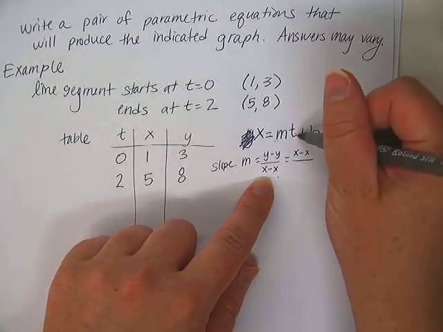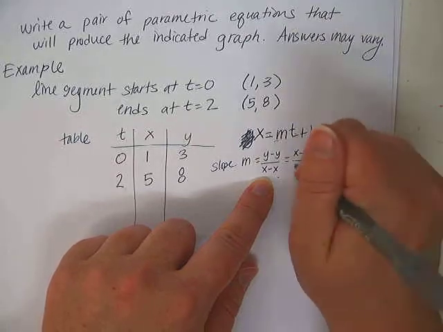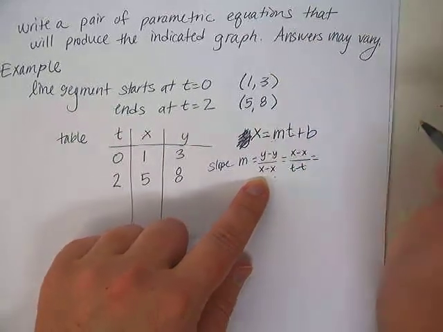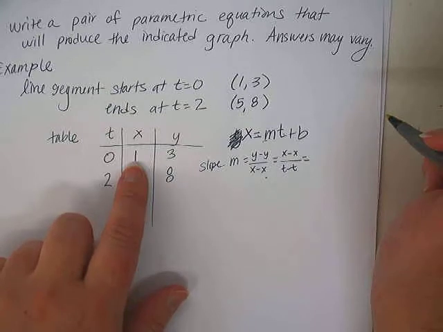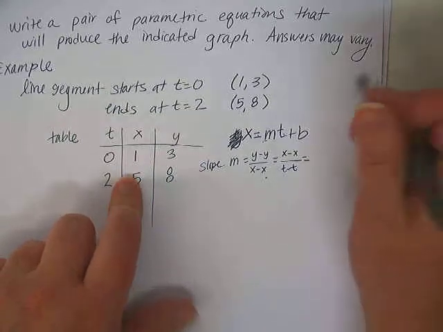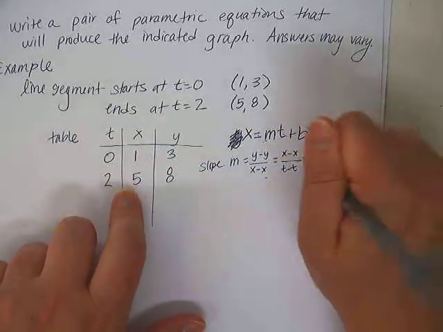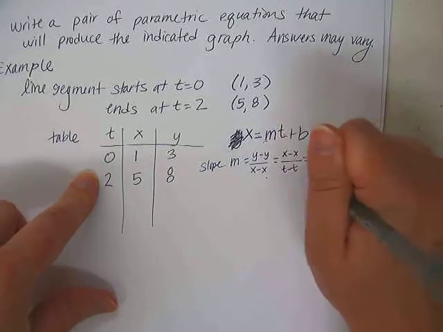The x's, because they're pretending to be our y's in this equation. And then instead of x's on the bottom, what's the input value? What's the domain number? T. Okay, so let's take the numbers we have here.